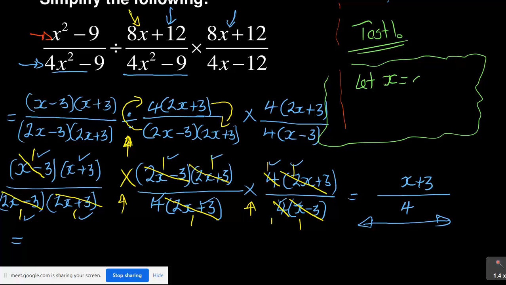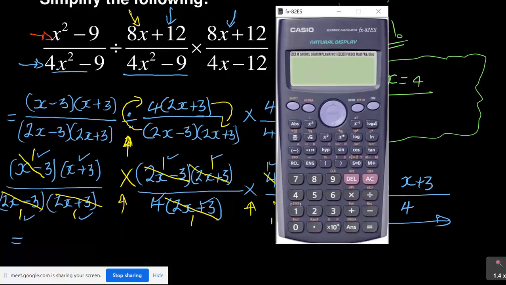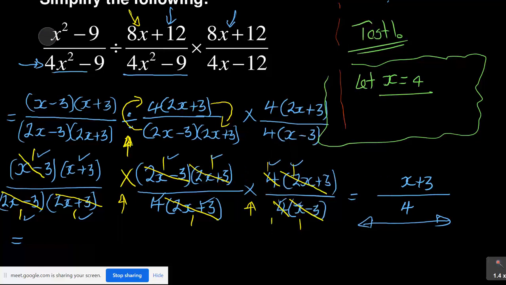So you say, let x be equal to 4. What you're going to do is take your calculator and come back to your original question. I'm talking about this one. Let me just erase. This is your original, where you started from. So you come back to it.